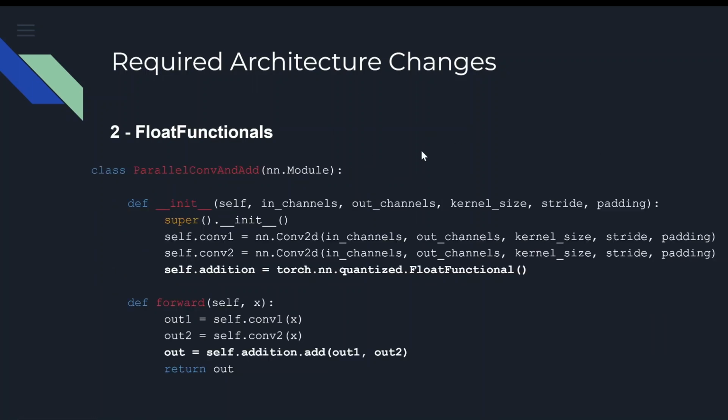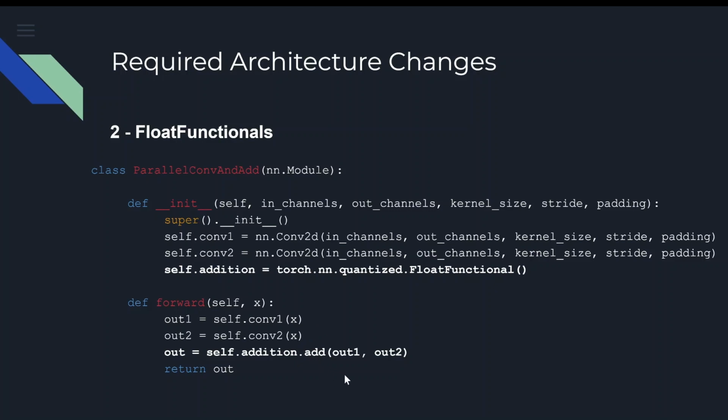And this is how FloatFunctionals look. They will be initialized as torch.nn.quantized.FloatFunctional. It is an object, and it has this kind of weird notation that takes a bit of getting used to. Your FloatFunctional can be called anything. Here I just called it addition because eventually it will be used as an addition, but this attribute has these different methods. It has the add, it has the mul, it has the add relu, it has the concat, and depending on what operation you're doing, you're going to use these different methods.